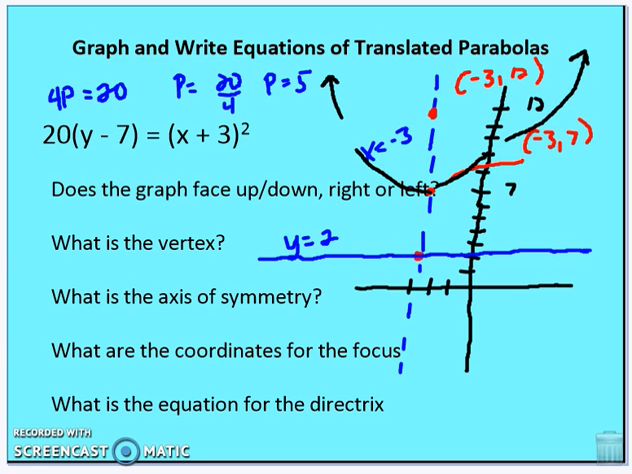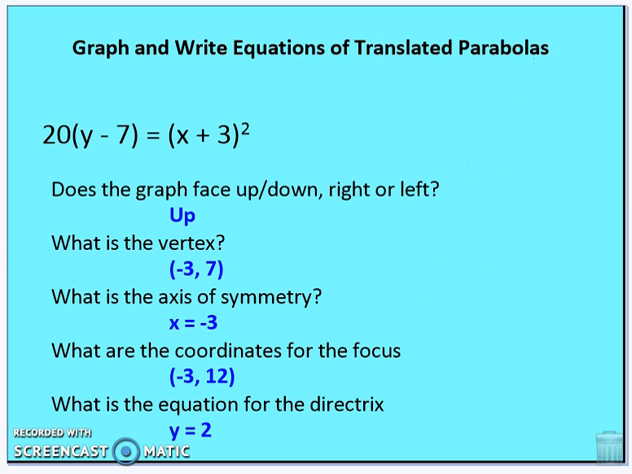So here's my graph. The graph of this parabola faces up. Vertex is negative 3, 7. Axis of symmetry, x is equal to negative 3. Coordinates for the focus, negative 3, 12. And the equation for the directrix is y is equal to 2. So remember, the directrix is a line. It's an equation. So y is equal to something will be your equation for a line. It's not just a value or a number.